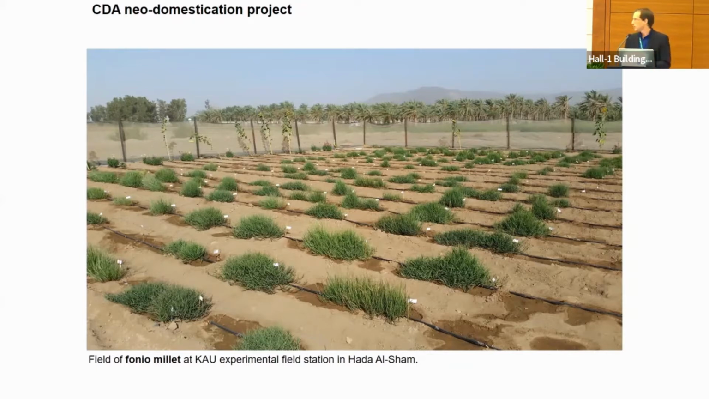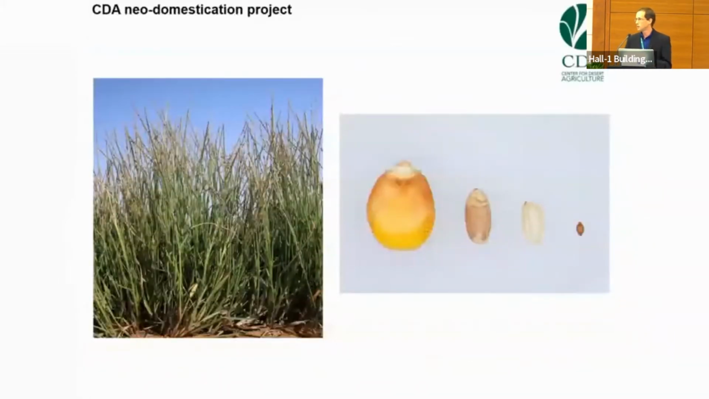So we have done a trial. This is a trial at the KAU experimental field station in Had al-Sham, which is about an hour's drive from here. And you see that this crop already does really well under these harsh and hot conditions. It uses about a third of the water that is used to grow wheat and maize, for example. It's known as the fastest maturing cereal on the planet. It can produce seeds or grains in under 2 months under optimal conditions. So here you see the grains of fonio millet. They're quite small compared to rice, maize, and wheat.